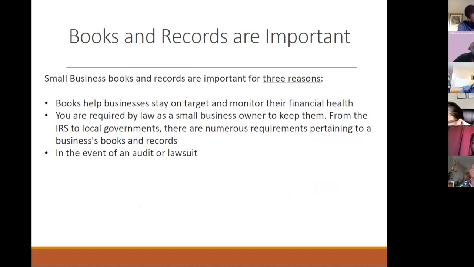If you have an S Corp, a partnership, or a C Corp, basically they're going to ask you for your balance sheet, right? They're going to ask you for your P&L, right? And within that, they're going to ask for your owner's equity statement as well, right? So it's required by law, right? In the event of an audit or lawsuit, you want to make sure that... let's not even get that far.